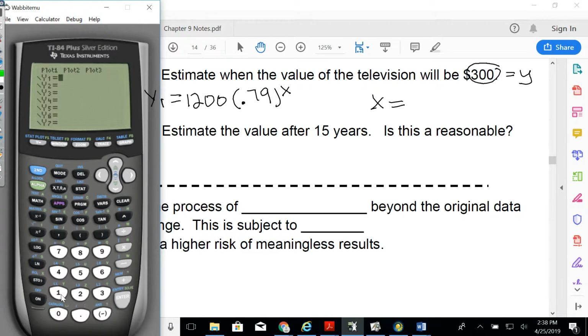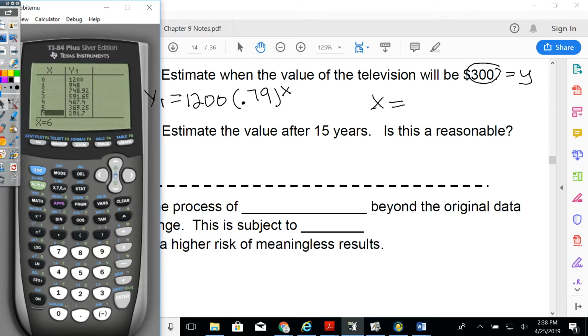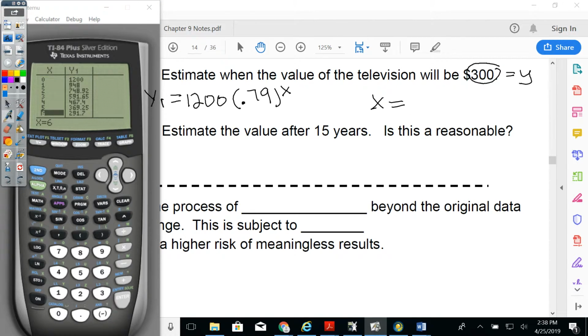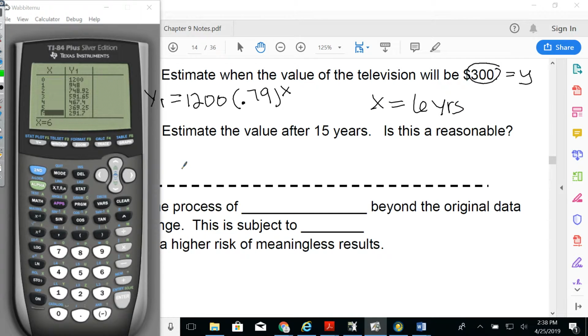So in Y equals, go ahead and type it in: 1200 times 0.79 to the X power. Use X here, and you use the graph. Go until the number is below 300. Right here is when it starts getting under 300. So we would say that this one is 6 years. We will find it more exactly once we learn how to solve, but right now we're just estimating.